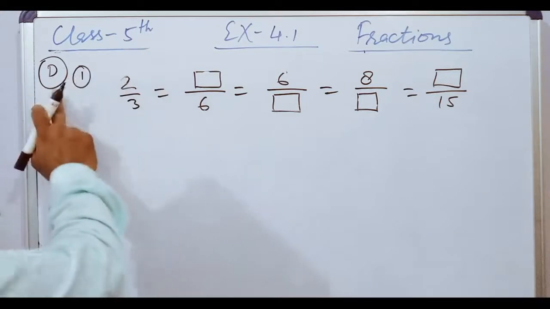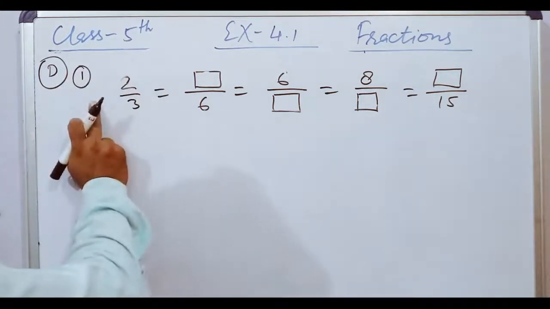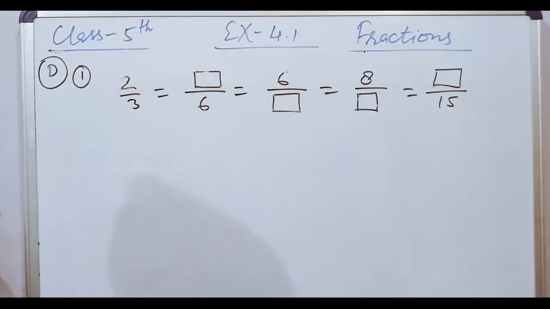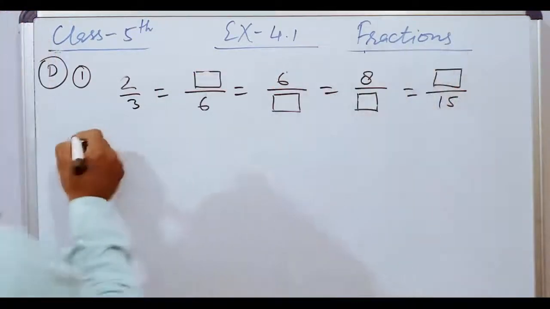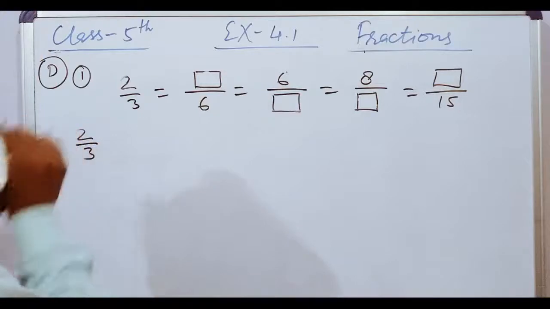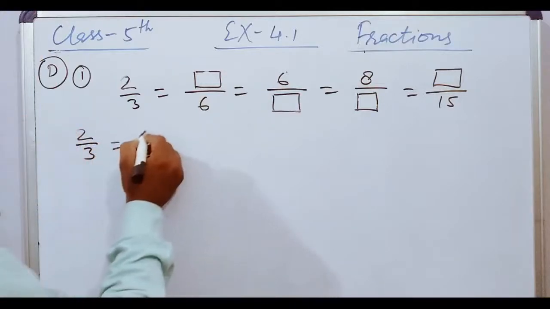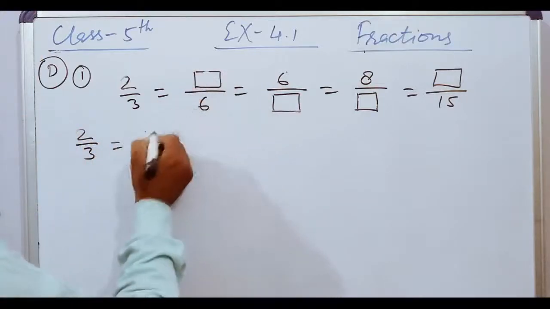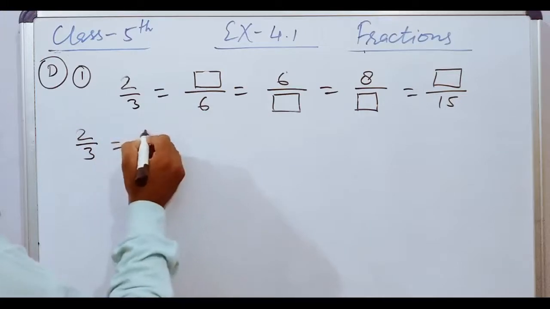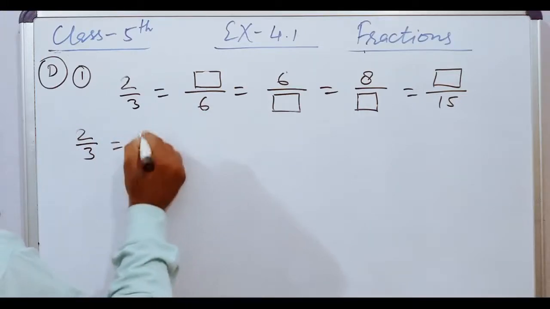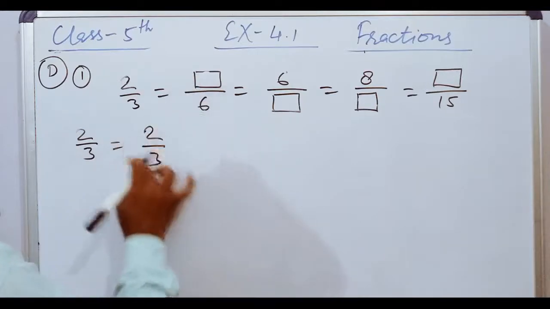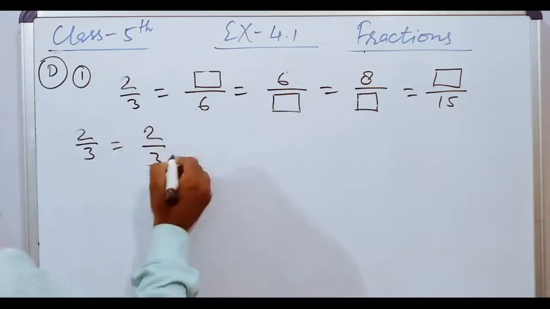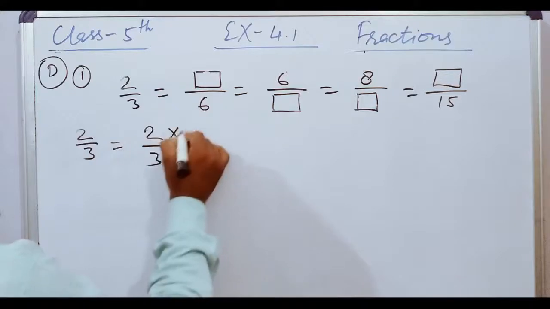I will teach you part D, question number 1. Complete the following. So you have to fill the boxes. 2 upon 3, here we have to make the denominator 6. So multiply it by 2.